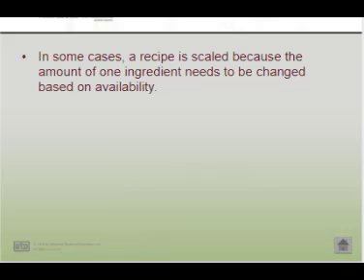In some cases, a recipe is scaled because the amount of one ingredient needs to be changed based on availability. The scaling factor is calculated by dividing the available ingredient amount by the original ingredient amount.